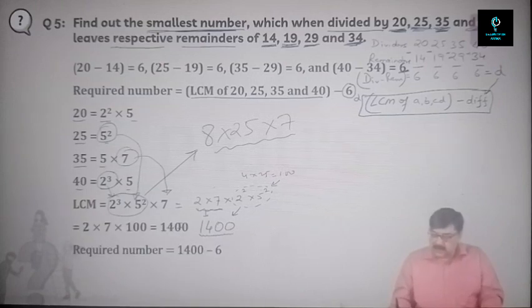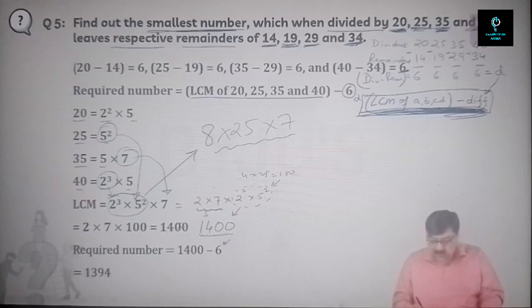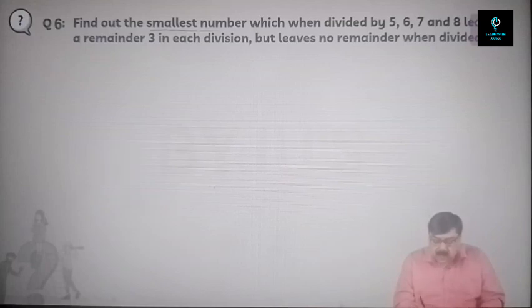Now the required number shall be LCM of A, B, C, D minus the difference. And the difference given to us here is 6. So the desired number is 1400 minus 6, that is 1394. So this number 1394 when divided by 20 leaves a remainder 14, when divided by 25 leaves a remainder 19, and so on.